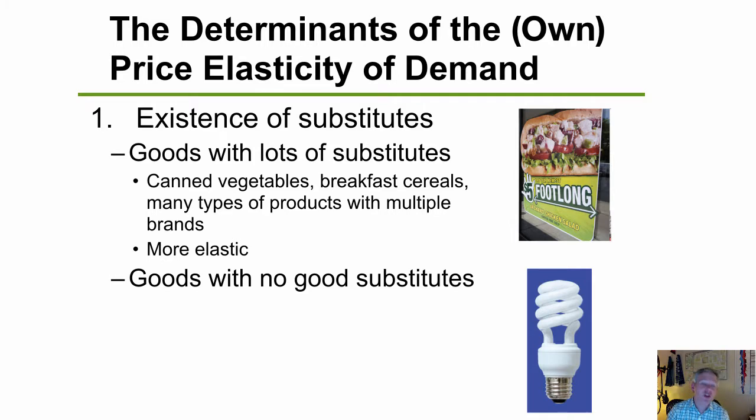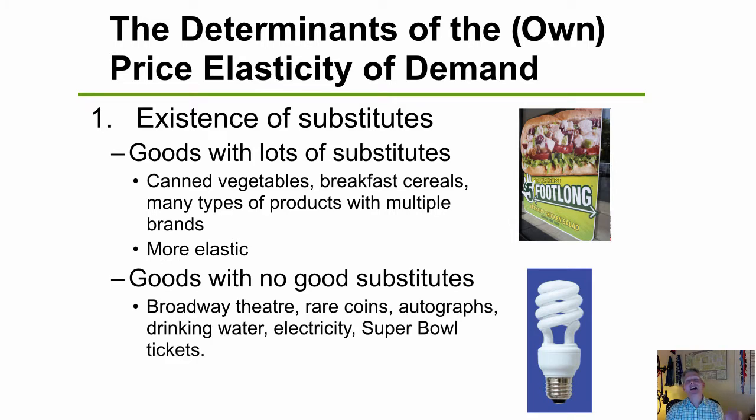Goods with no or few substitutes tend to have inelastic demand. So Broadway theater, rare coins, autographs, drinking water, electricity, Super Bowl tickets. All of these things tend to have inelastic demand.